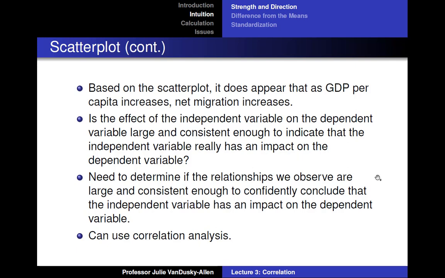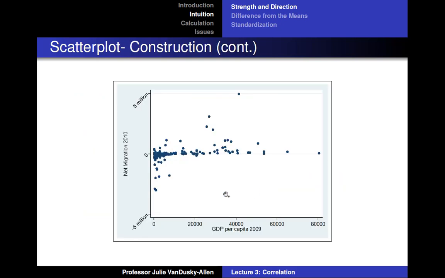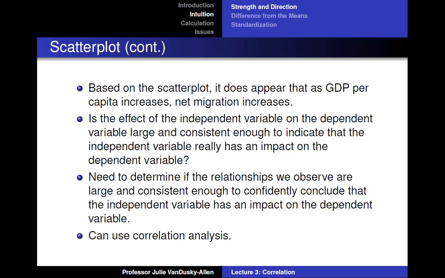Based on the scatter plot, it does appear that as GDP per capita increases, net migration increases. So I have support for my hypothesis. But is the effect of the independent variable on the dependent variable large and consistent enough to indicate that the independent variable really has an impact on the dependent variable? We need to determine if the relationships we observe are large and consistent enough to confidently conclude that the independent variable has an impact on the dependent variable. One simple way to do this is with a correlation analysis.